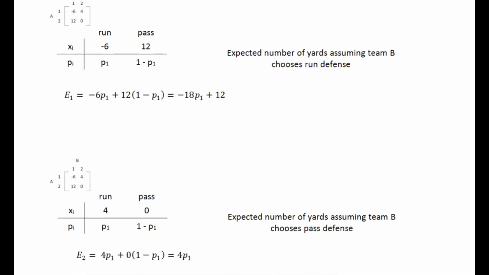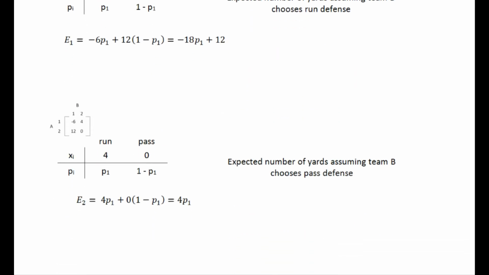So our next step will be that we want to find the expected number of yards that A will get, assuming Team B chooses a pass defense. So I've got little matrices here so we can remember what the numbers are. Option 2 for Team B was pass defense, so that was either 4 or 0, and so that's where we get the numbers here. Again, we're calling the probability with which Team A should run P1, and the probability with which they should pass 1 minus P1. And so we'll do the exact same thing here. 4 times P1 gives us 4P1, and 0 times 1 minus P1 is of course 0, so that algebra is pretty easy.